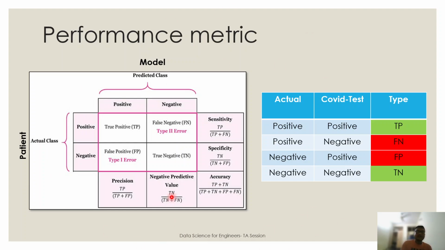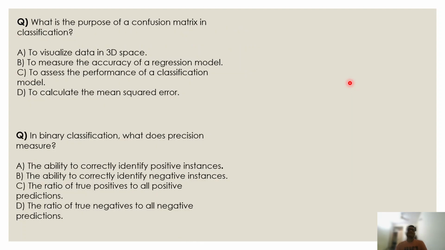So these are the different metrics: precision, sensitivity, specificity, negative predictive value, all those things. Hope you understand these metrics help you in the classification problem, in all medical tests. Whenever they talk about false positive or negative, they are referring to all these things. Moving towards the purpose of the confusion matrix in classification, we saw it in the previous slide.